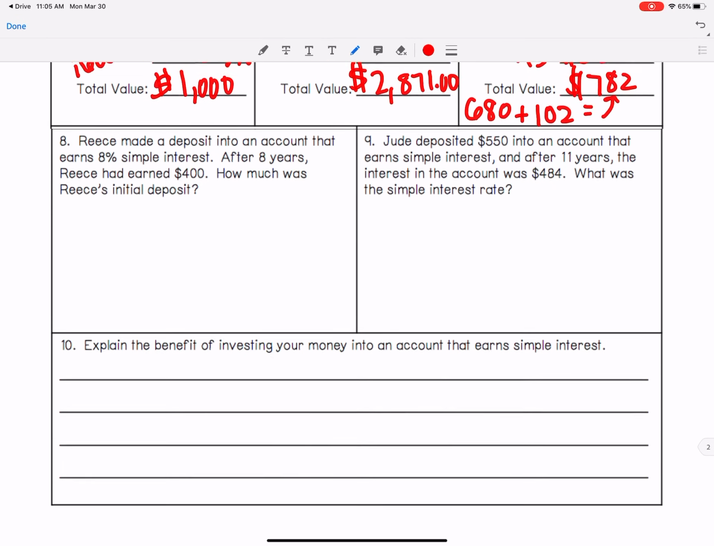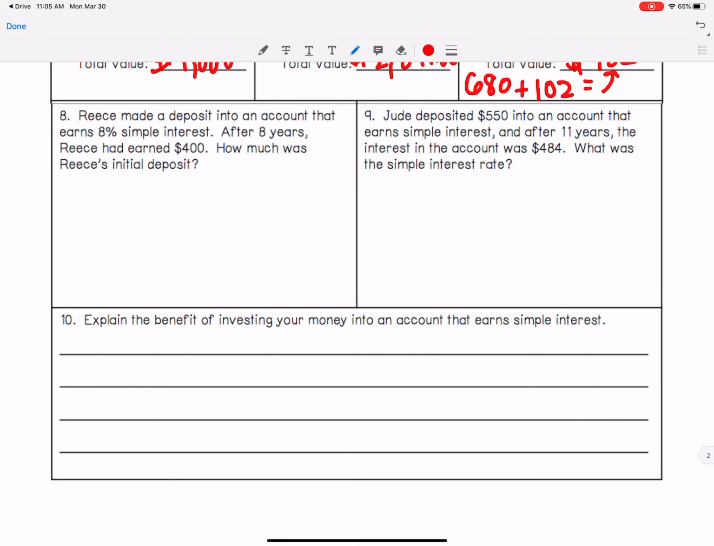Okay, question number 8. Reese made a deposit into an account that earns 8% simple interest. So that's 0.08 in a decimal. After 8 years, so let's times by 8 years, Reese had earned $400. That is the interest earned. How much was Reese's initial deposit? So we don't know what the principal was.